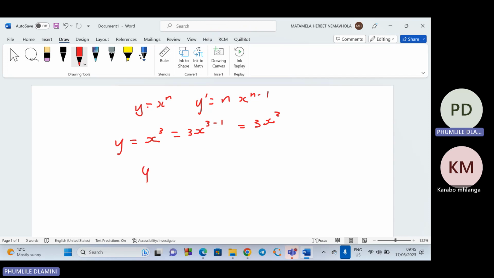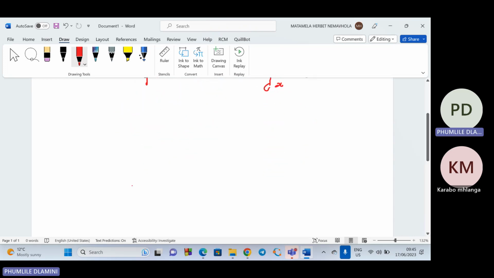So when you see y, it is the same as saying f of x. Sometimes you might find a question saying find dy over dx. dy over dx is the same as y prime. Sometimes a question can say f of x equals, let's say, 3x squared plus 1. When you find y prime, it is the same as f prime, this way.